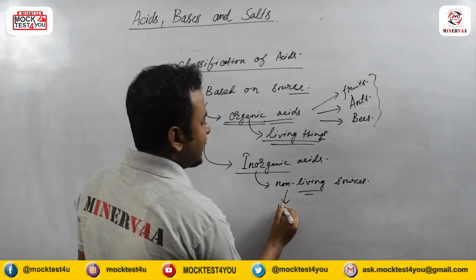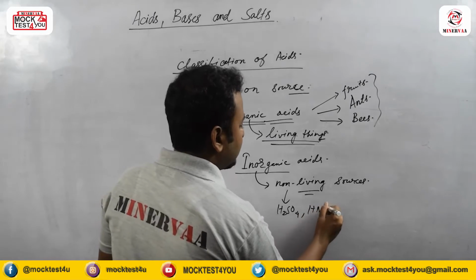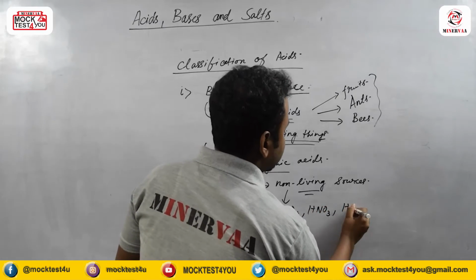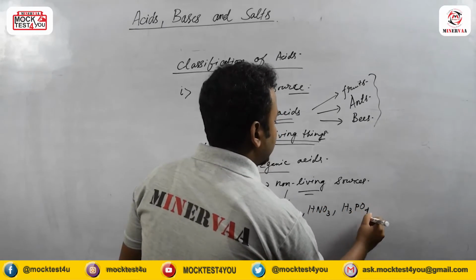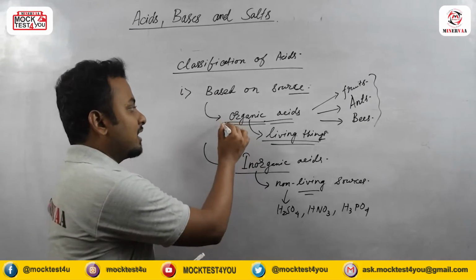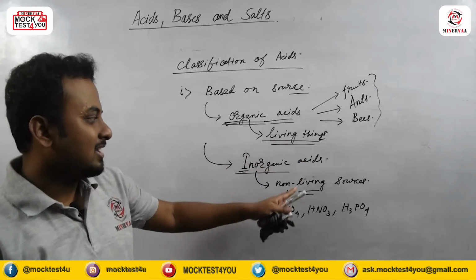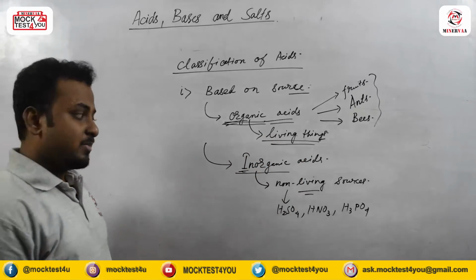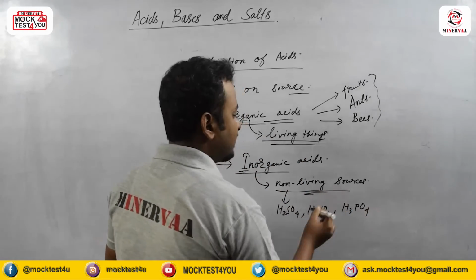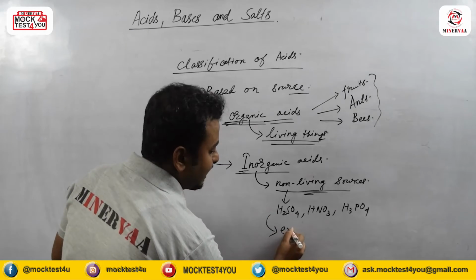The examples are H2SO4, HNO3, H3PO4. So acids can be classified based on the source, one from organic source and one from inorganic source. Organic acids come from living things and inorganic acids come from minerals and non-living things, right? Only there are two examples, exceptions are there.